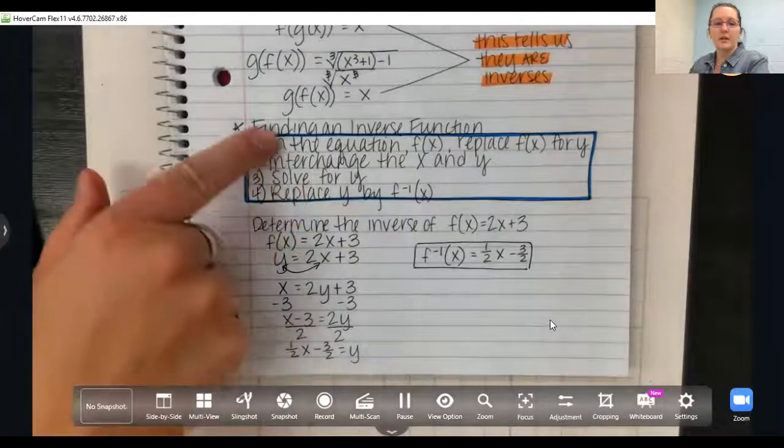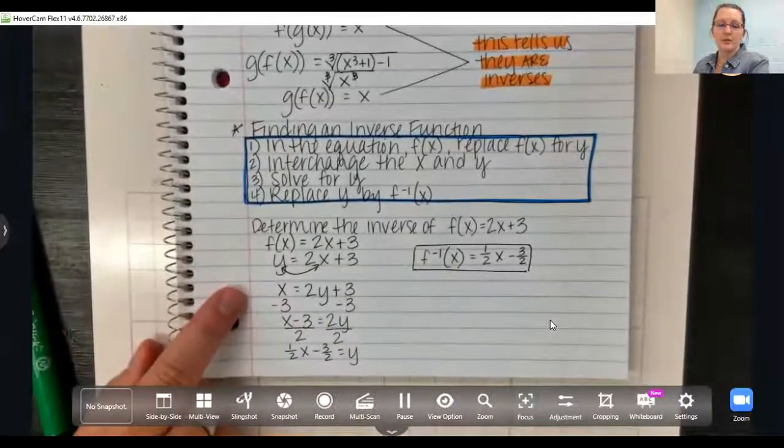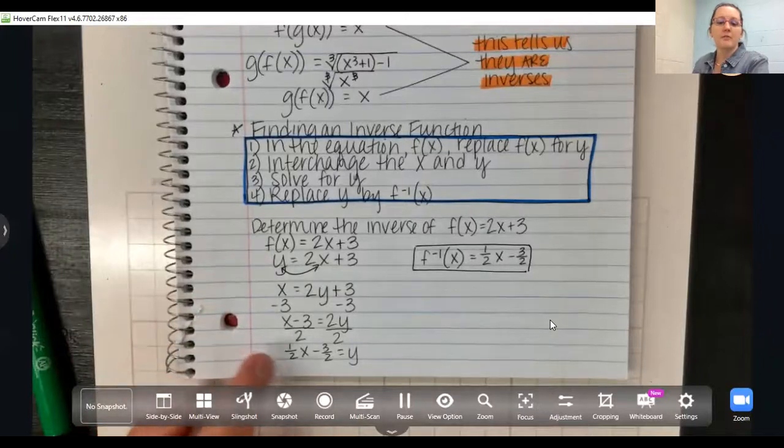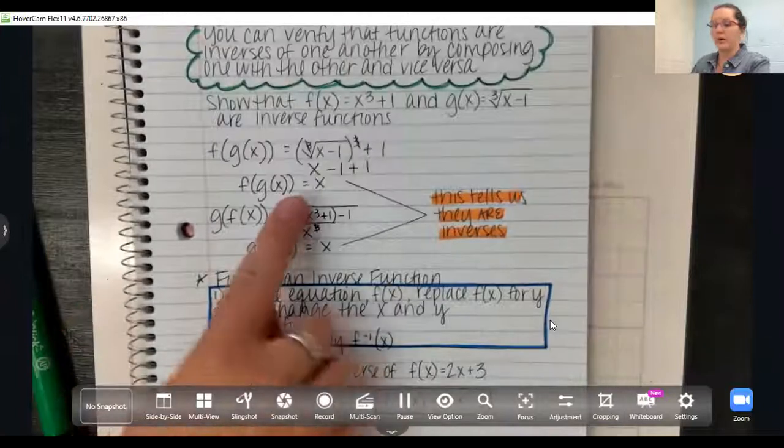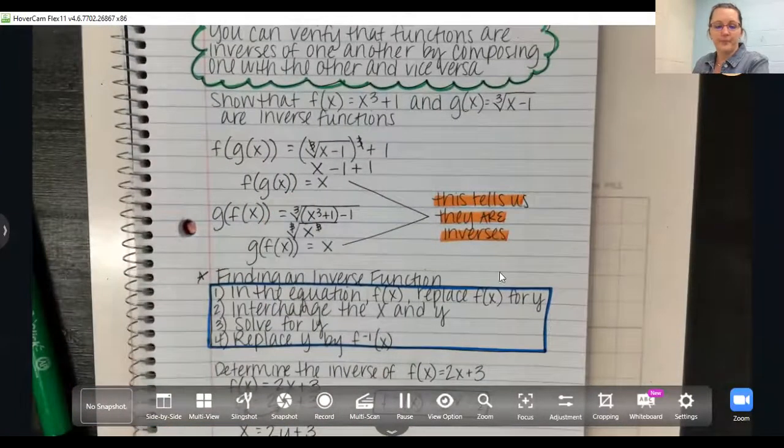So that's a way to find the inverse function. Anytime you find an inverse function, you always want to verify either by graphing, right, or by doing the composition. All right, that's it for inverses. I think we're going to start discovering what other parent functions have inverses too.